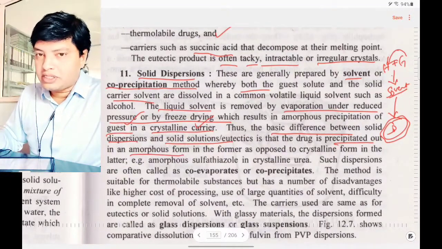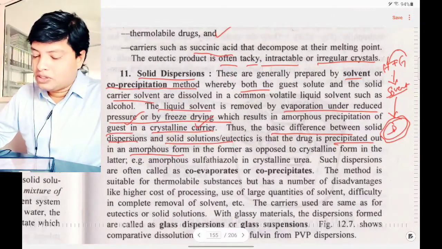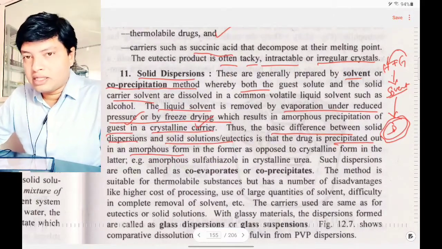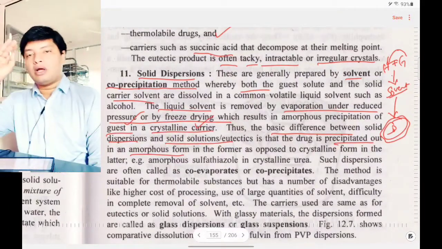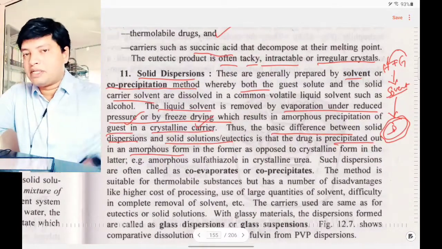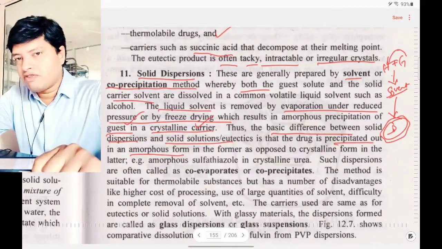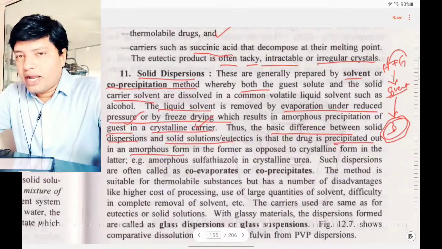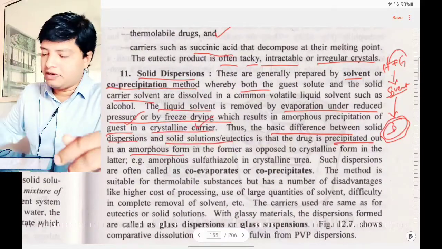In solid dispersion, the drug is precipitated in amorphous form. In solid solutions and eutectics, the drug is precipitated in crystalline form. That is the main difference. Remember, in solid dispersion, GPAT question, in which form is the drug precipitated? That is amorphous form. Solid dispersion, amorphous form precipitation. In eutectics and solid solutions, crystalline form precipitation will occur.